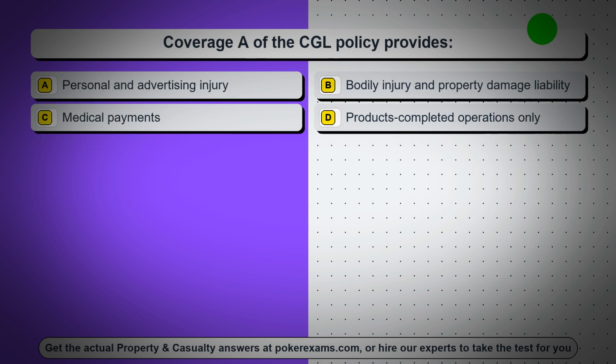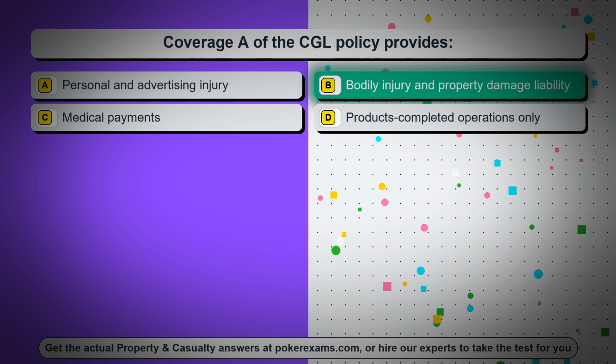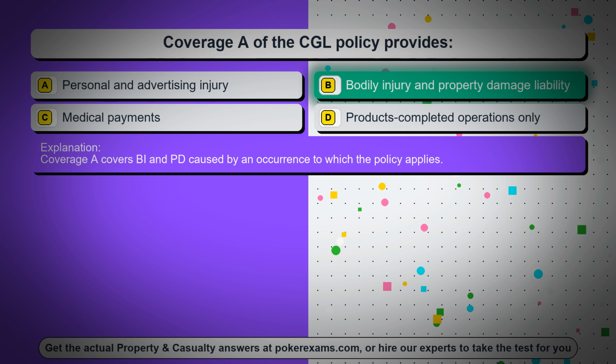Question 46. Coverage A of the CGL policy provides: Option A, personal and advertising injury. Option B, bodily injury and property damage liability. Option C, medical payments. Option D, products completed operations only. The correct answer is option B, bodily injury and property damage liability. Coverage A covers BI and PD caused by an occurrence to which the policy applies.